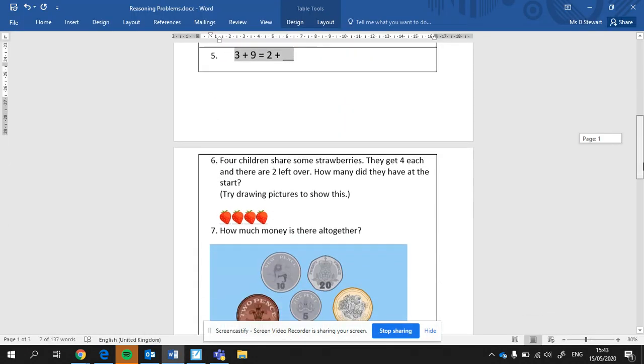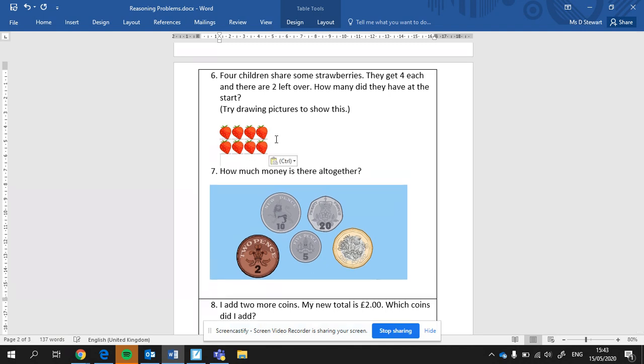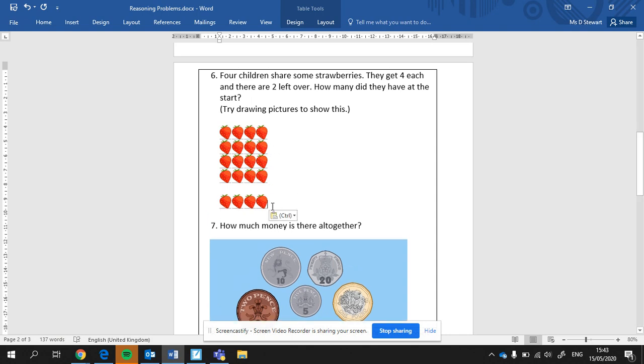And let's scroll down to this one. This one's a little bit different from the first strawberry question. 4 children share some strawberries, and this time they get 4 each. So I want to make sure we can see those 4s in an array. The 4 children get 4 strawberries each, and this time there are 2 left over. Let me check that this picture matches what we've got here. 4 children get 4 strawberries each, and then we've got 1, 2 left over.